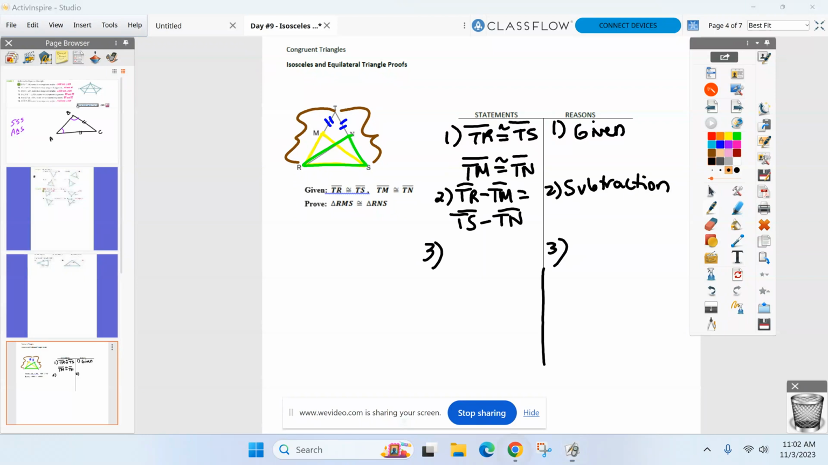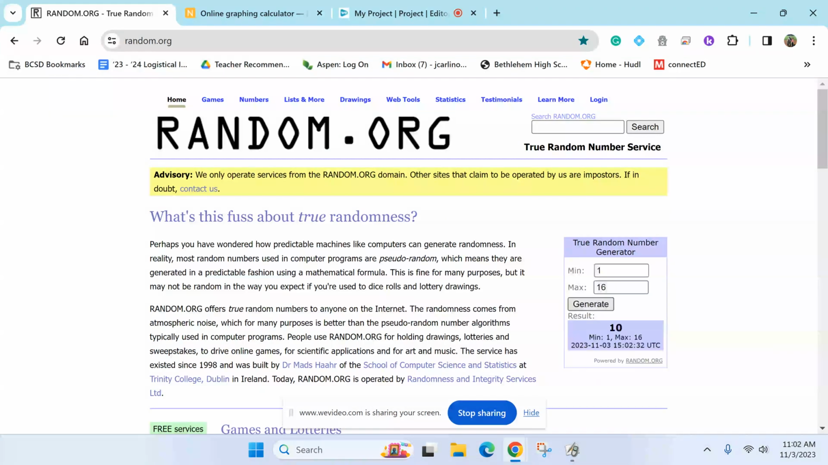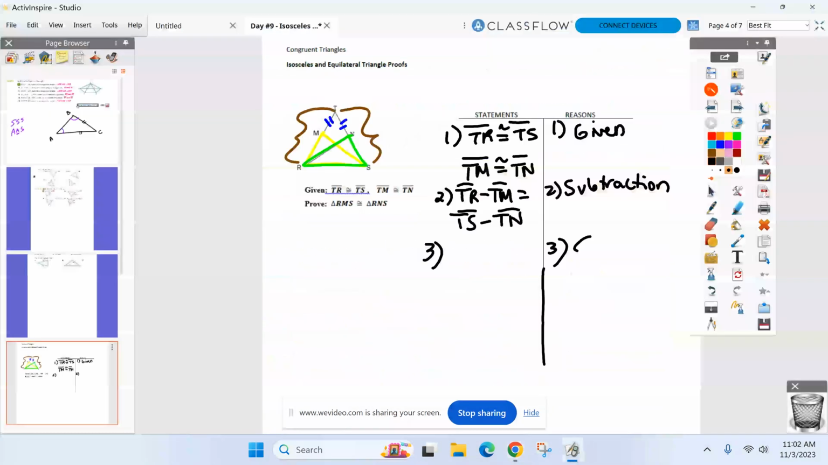Next, what do I always have after a little subtraction or addition? But Matt, what else comes next? Substitution. Substitution to say what sides are now equal, Matt. MR and NS. Good. MR is congruent to NS. And now I can finally put a side there. I finally have a side. All right, 1 down, 2 pair to go.